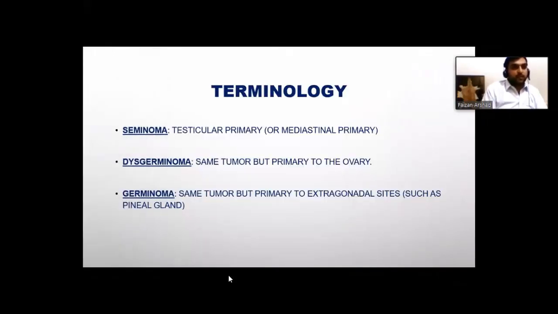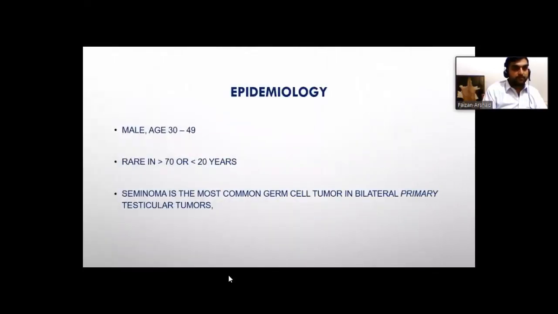Terminology: the seminoma is a testicular primary tumor or mediastinal primary. The dysgerminoma is the same tumor but primary to the ovary. And germinoma is the same tumor but primary to extragonadal sites such as the pineal gland. Epidemiology: males in the third decade, we say from 30 to 49 years, third and fourth decade, rare in those greater than 70 or less than 20 years.